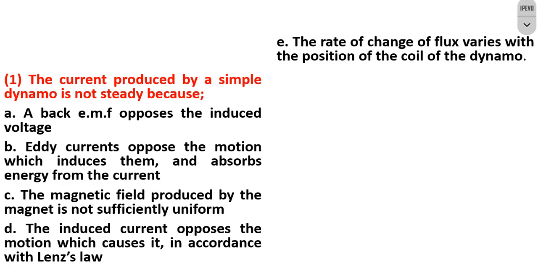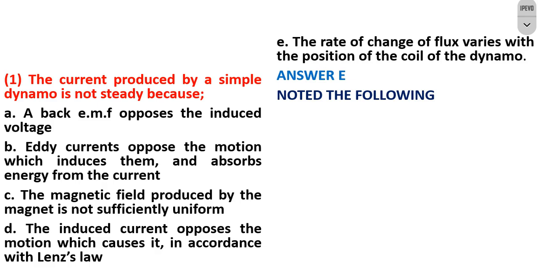The question says the current produced by a simple dynamo is not steady. Why? Because the rate of change of flux varies with the position of the coil of the dynamo. The correct option is option E.